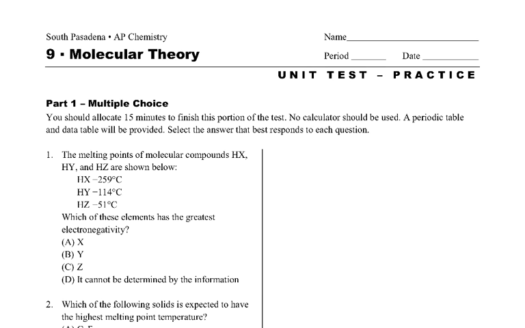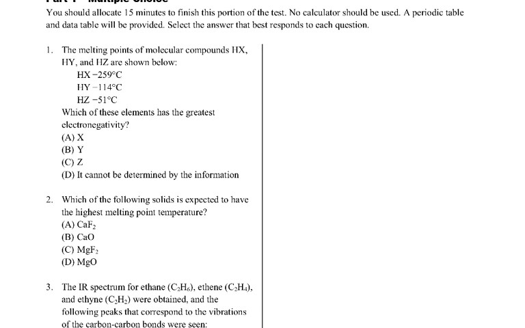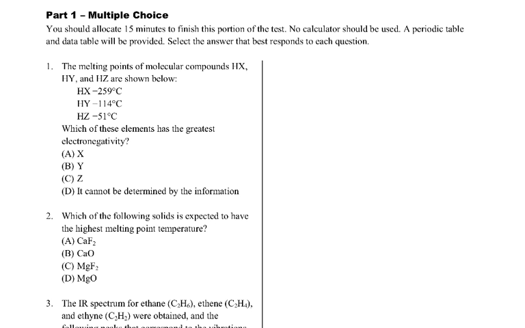Okay, let's look at this Unit 9 practice test. The melting points of the molecular compounds HX, HY, and HZ are shown. Which of these elements has the greatest electronegativity?